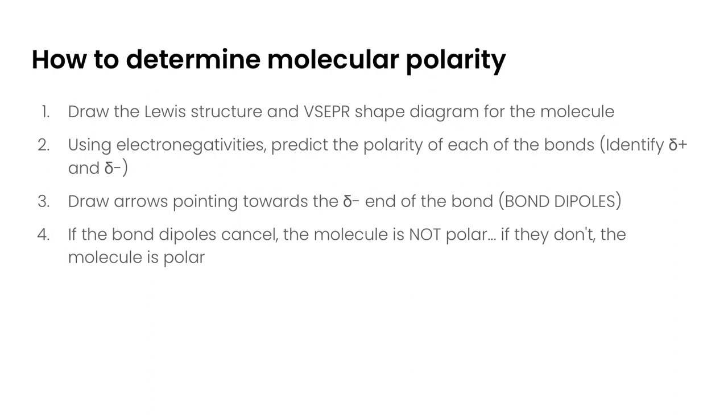So how do we then take what we know and figure out whether a molecule is polar or nonpolar? Or essentially, how do we determine molecular polarity? Well, the first thing we're going to do is draw the Lewis structure, because everything centers on the Lewis structure. And then we're going to draw the VSEPR shape diagram for the molecule, because we need to know the shape in order to know how the bond dipoles are pulling on all of the elements in the shape, in order to then determine does it have a positive or negative end or not.